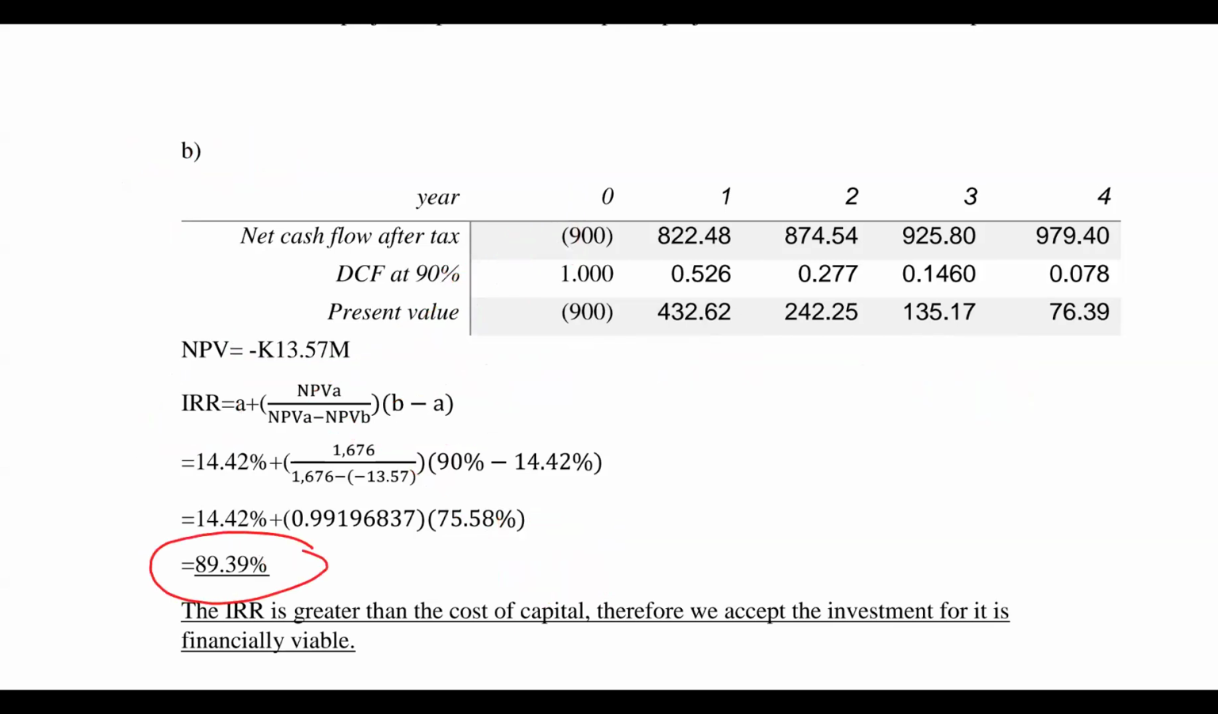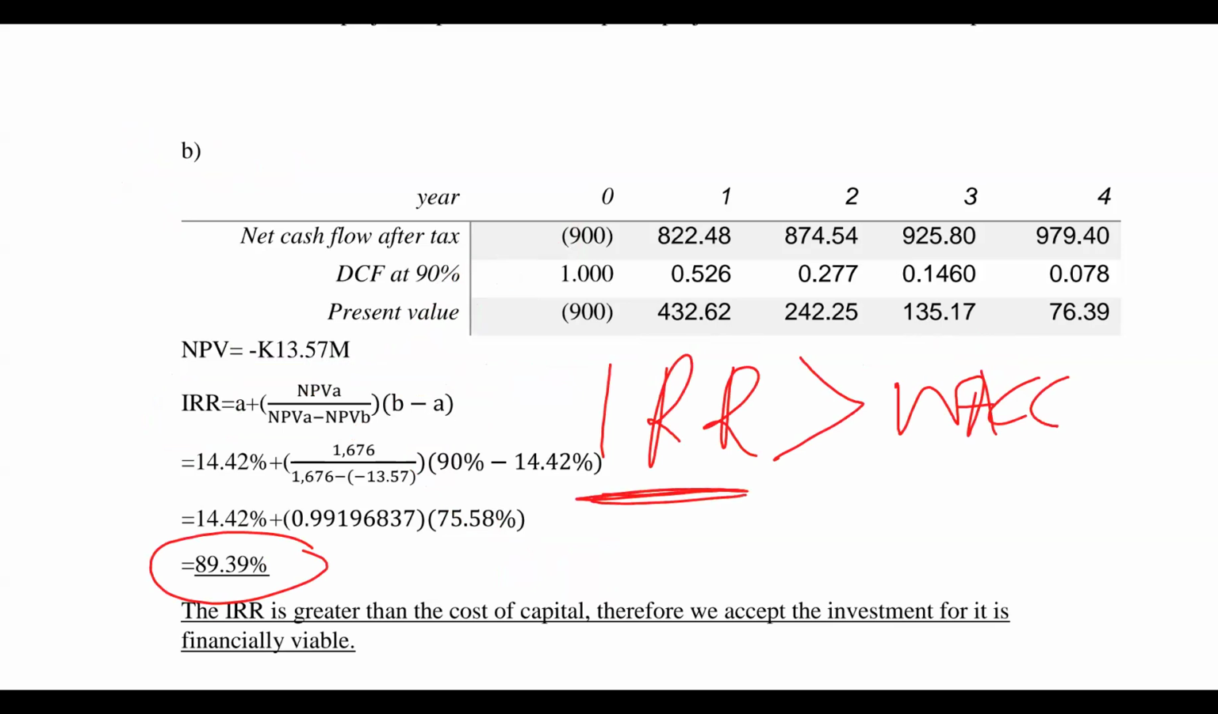Now listen carefully. How do you make a decision? If the IRR is greater than the cost of capital, which is WACC in this case, we know that WACC is the cost of capital, then you accept the project. It means that the return from the project is greater than the cost you incur. But if IRR is less than WACC, you got to reject the project, because it means that the return you get is less than the cost that you incur. That's a summary of everything.